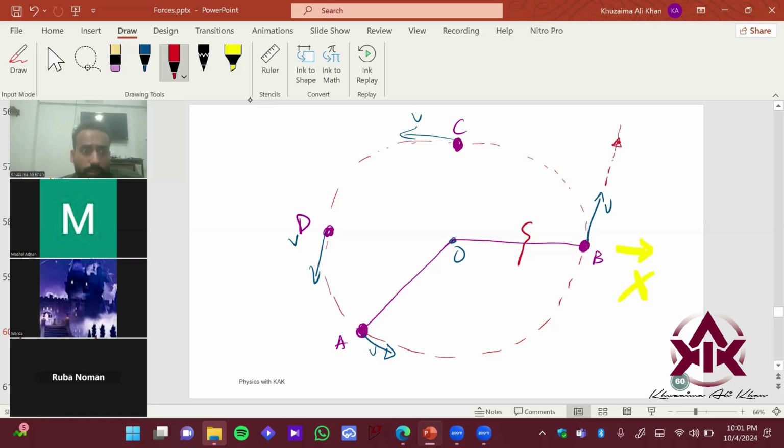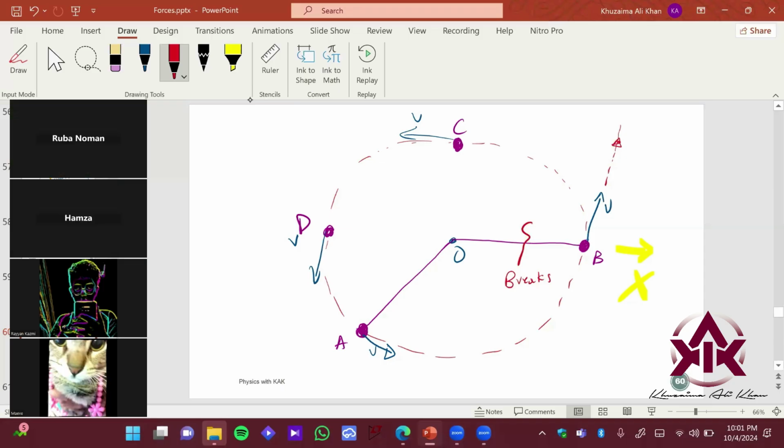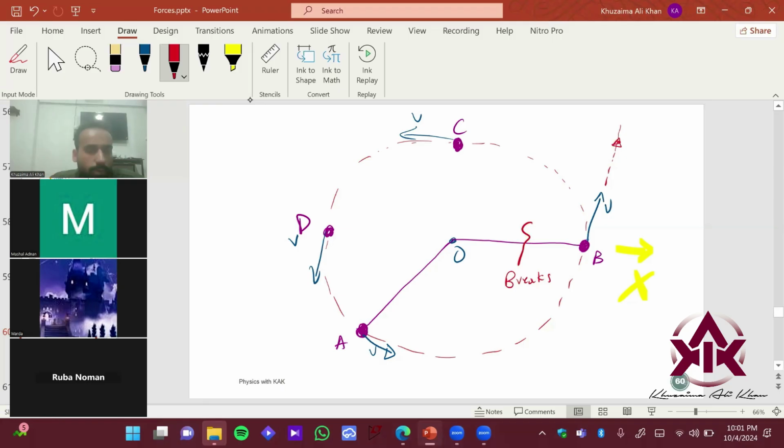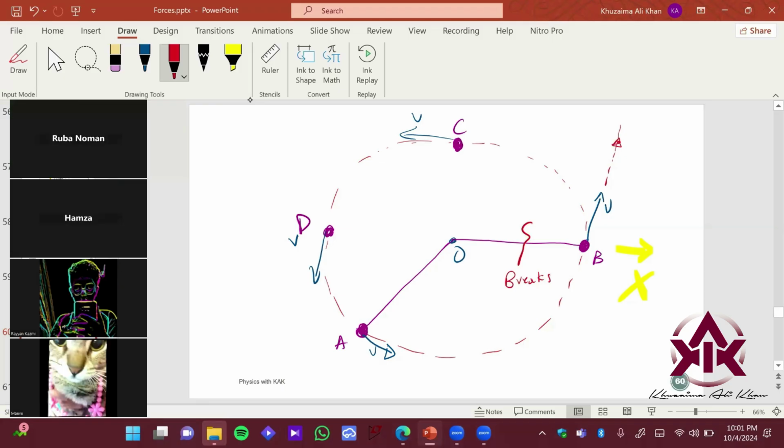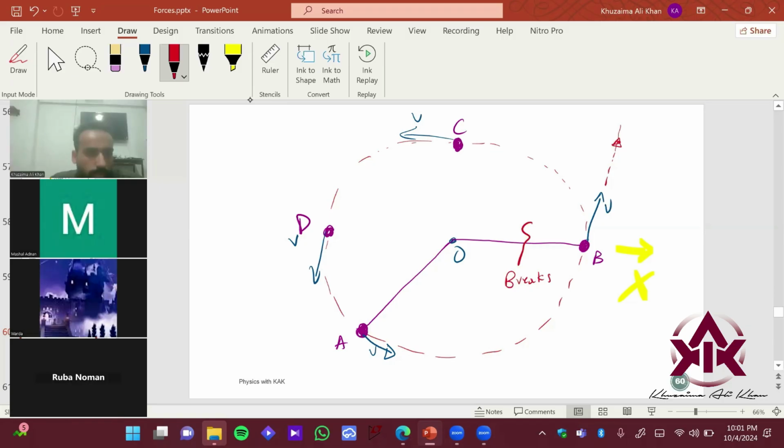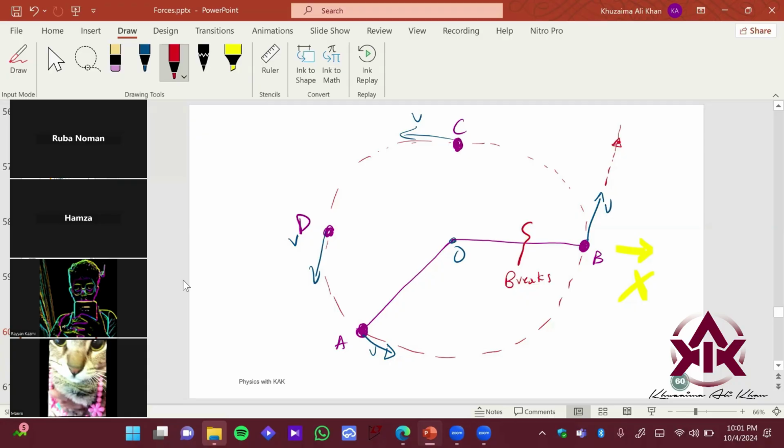Does that make sense or not? So the string breaks, that's basically the thread breaking here. It will not go outside exactly. It will go in the resultant velocity direction. This is very important over here. If it makes sense, give me a thumbs up, everyone. I lost track of the thumbs ups. Yeah, Mashal, Vardha. It makes sense to Ruba. Okay, what about Hamza? Did you understand? Okay, good.